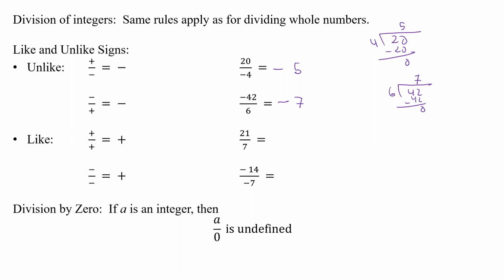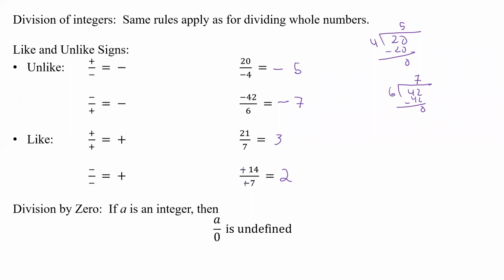All right, so here now we have like signs. Positive divided by positive is going to be a positive. So 21 divided by 7, hopefully everybody can see that that is 3. And a negative divided by a negative is a positive. So this divided by this, those basically cancel, and we have 14 divided by 7, which is 2.